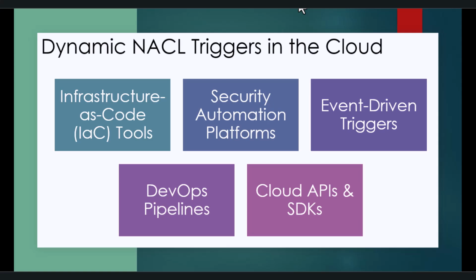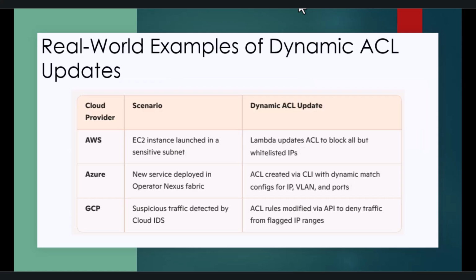CI/CD workflows integrate ACL updates during application rollouts. For example, a Jenkins pipeline pushes ACL changes to restrict access to staging environments during testing. And then finally, cloud APIs and software development kits, SDKs. ACLs can be programmatically updated using cloud provider APIs. Some more real-world examples. At AWS, you have an EC2 instance launched in a sensitive subnet. Lambda updates the ACL to block all but the whitelisted IPs.